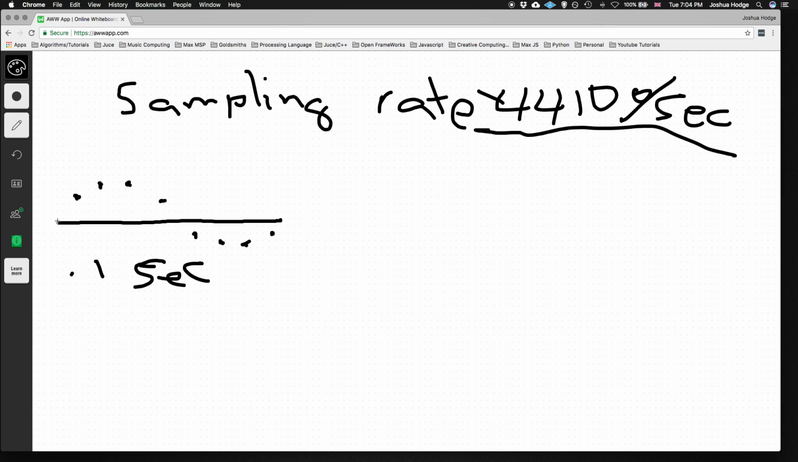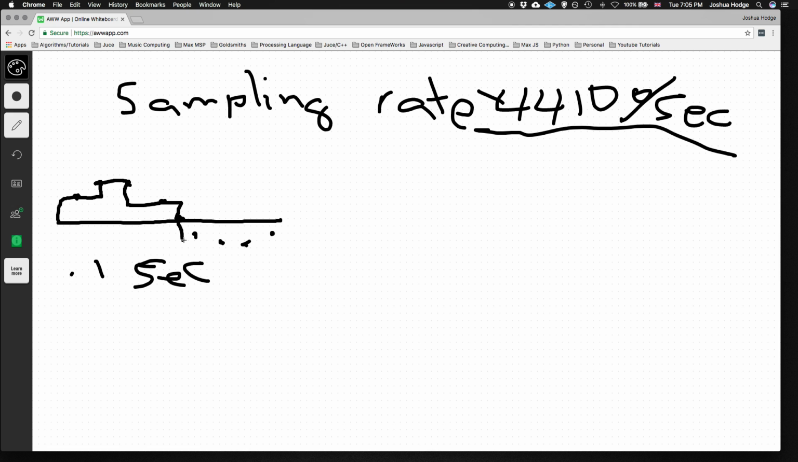Now, just to give you an idea of how that happens, it's taking the sample of my voice, and then it's holding it until the next 44,100th of a second, and then it's taking another sample, and it's doing this throughout the signal.